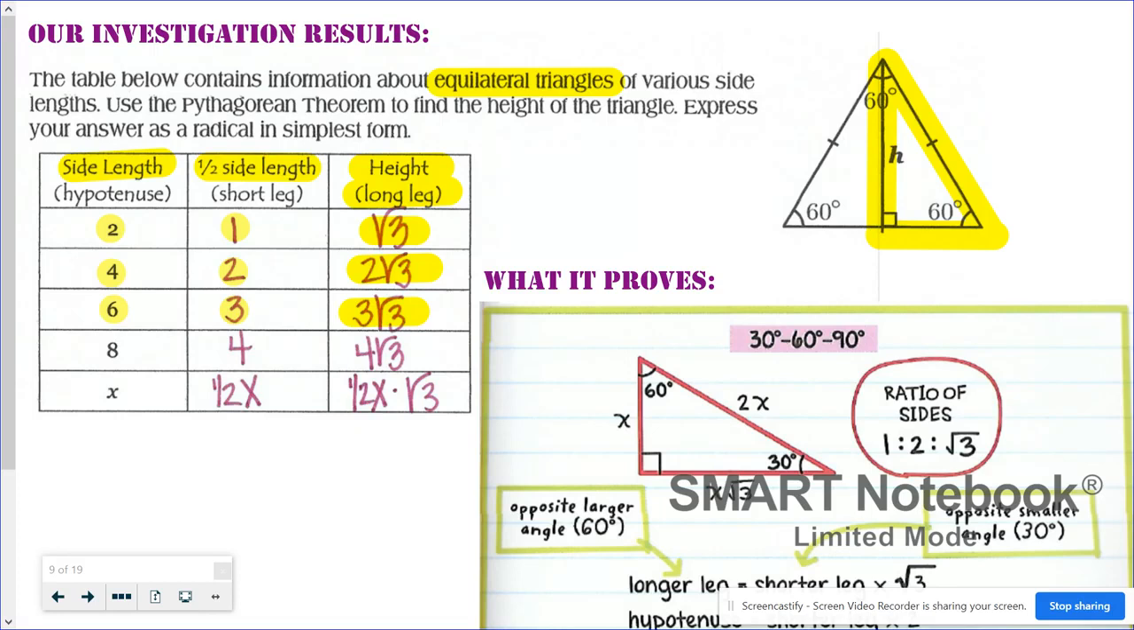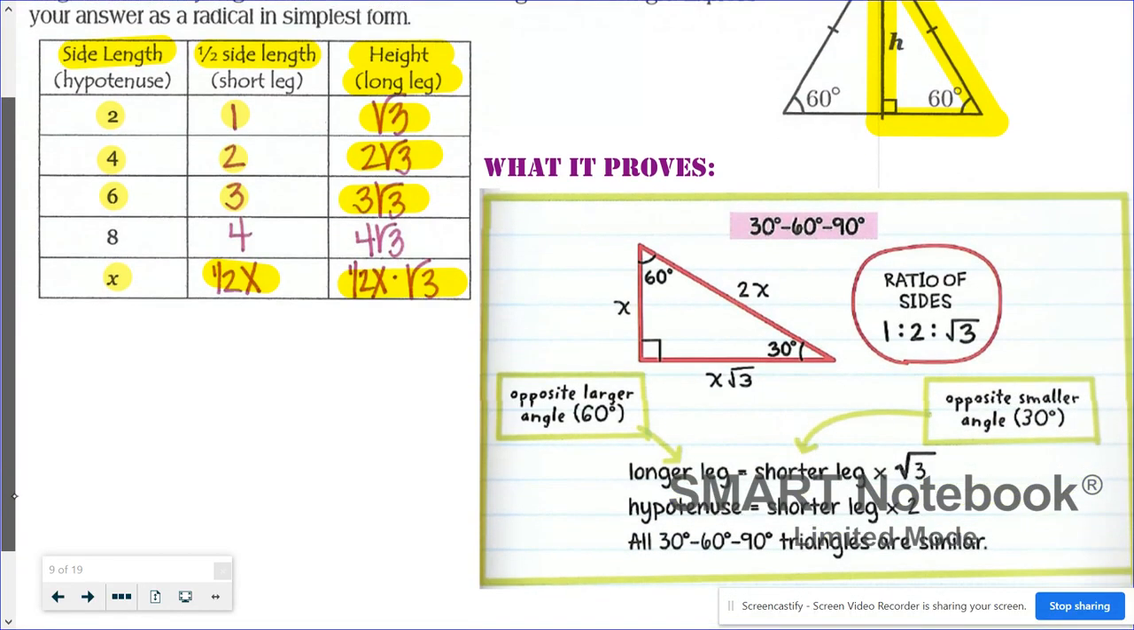So what we discovered is if the hypotenuse is x, the short leg is half times x, and then the long leg is 1/2 x times the square root of 3. Now, this can be kind of funky with all those fractions. I know how we feel about fractions. But essentially what we discovered is the 30, 60, 90 triangle theorem.